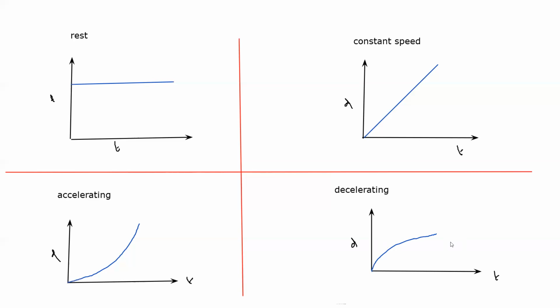So these are the four graphs which you have to keep in mind whenever you are explaining the motion of an object, because in exams sometimes they give you the graph and ask you to explain the motion, and sometimes they ask you to draw or sketch a graph for any one of these cases.